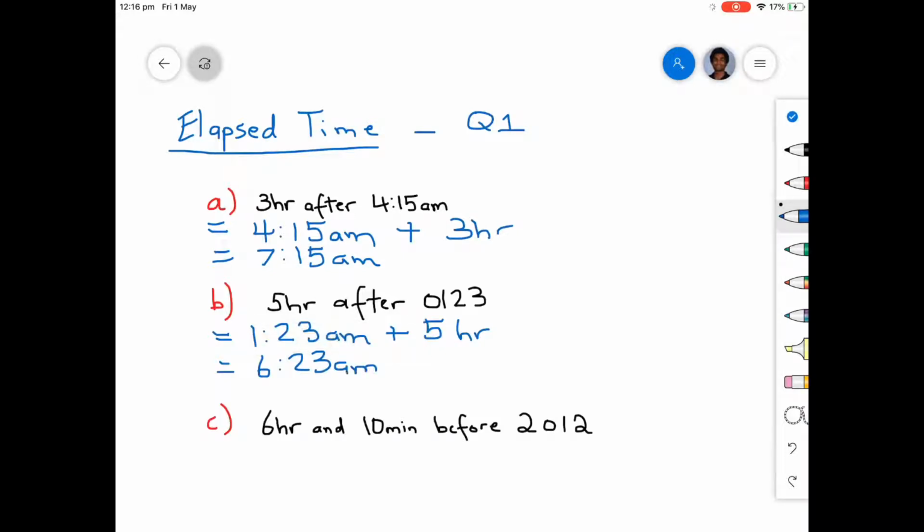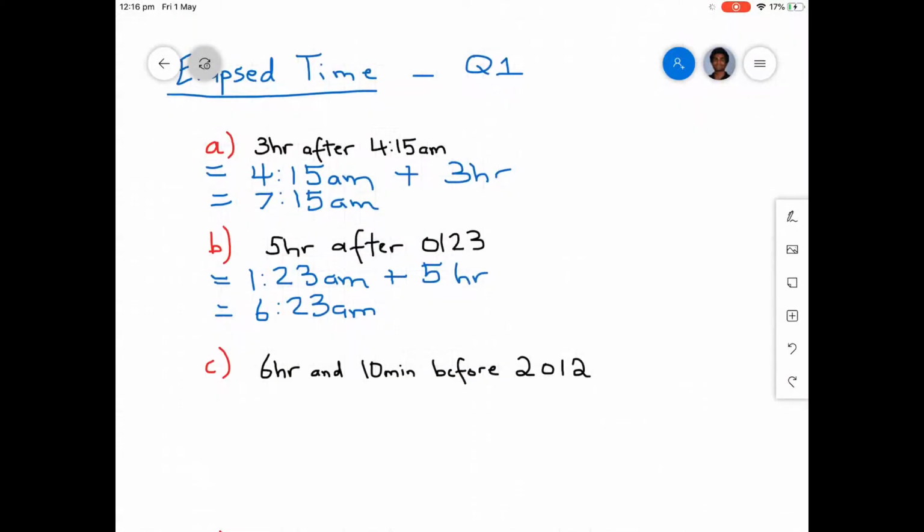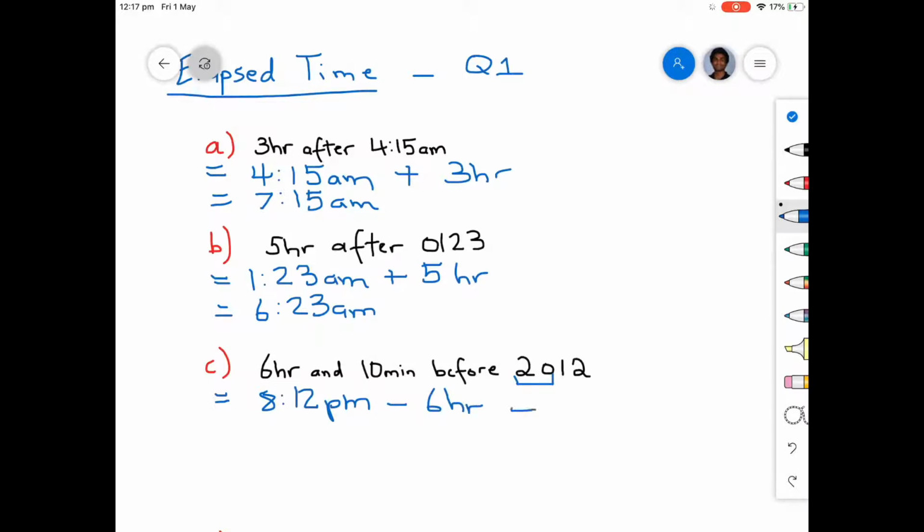Now looking at question 1c, a little bit different. We have 6 hours and 10 minutes before 2012. Now, we always start with our initial time, and we have 2012. In 12-hour time, remember we subtract the 12 hours from the first 2 digits of our time. So 20 take away 12 becomes 8:12 p.m. Now, 6 hours and 10 minutes before 8:12 p.m.